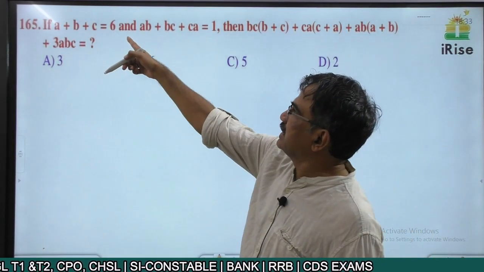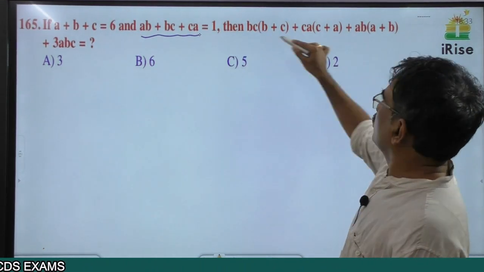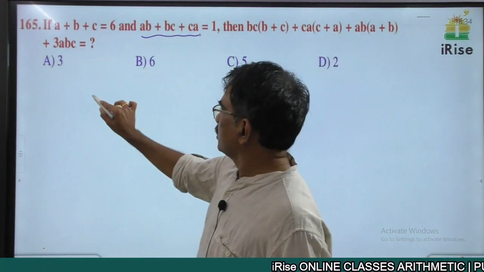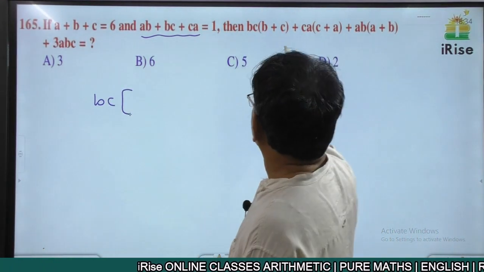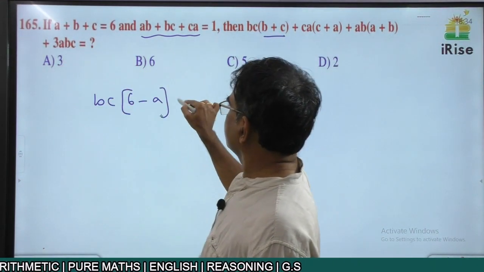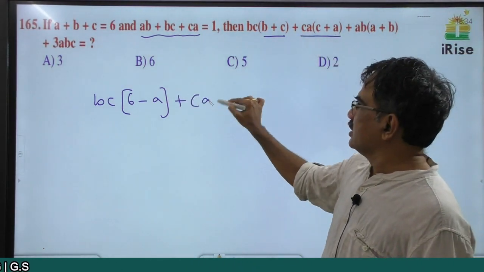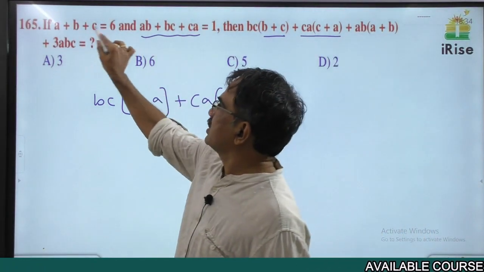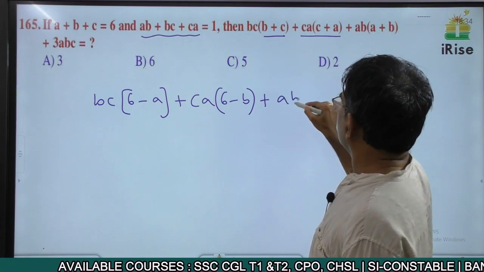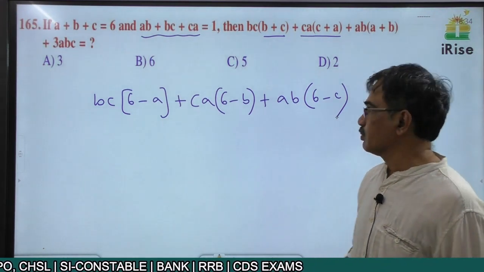If a plus b plus c is 6 and ab plus bc plus ca is equal to 1, then what is the value of this one? Here the question is bc into b plus c. b plus c is nothing but 6 minus a, plus ca into c plus a. c plus a is 6 minus b, plus ab into a plus b. a plus b is 6 minus c. This is the question given. Sorry, plus 3abc.